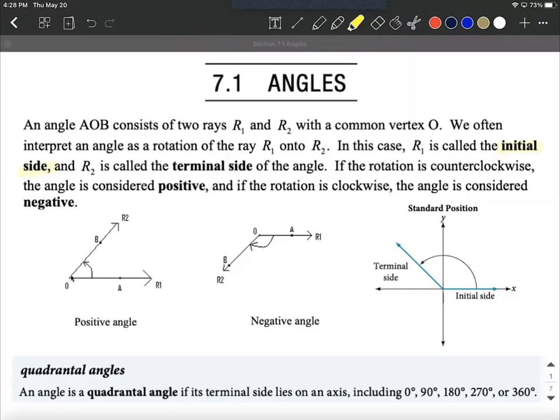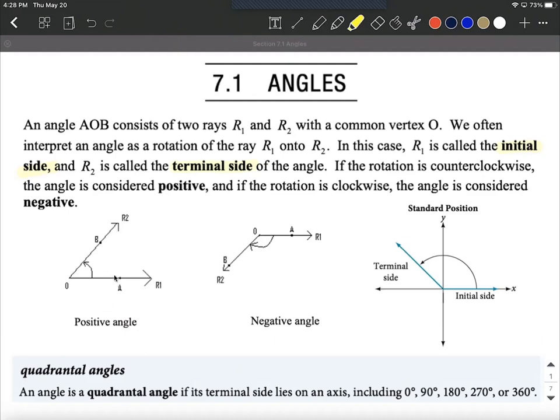A ray is just a line that stops. And then it goes off to the right-hand side in a nice straight line. We've rotated around until we land and we stop at R2. In this case, we would refer to that as being the terminal side, where we stop, basically.